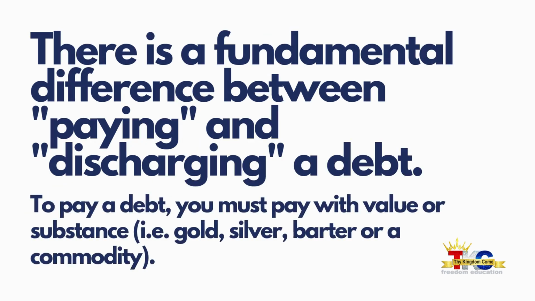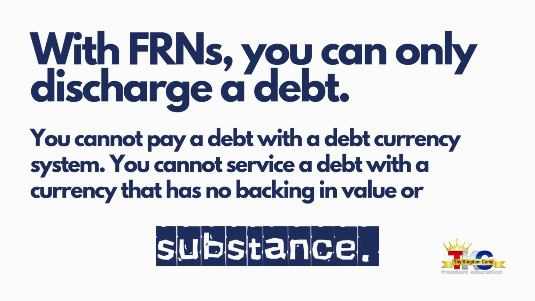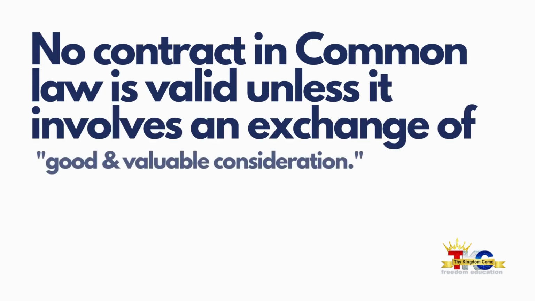There is a fundamental difference between paying and discharging a debt. To pay a debt, you must pay with value or substance, i.e., gold, silver, barter, or a commodity. With FRNs, you can only discharge a debt. You cannot pay a debt with a debt currency system. You cannot service a debt with a currency that has no backing in value or substance.